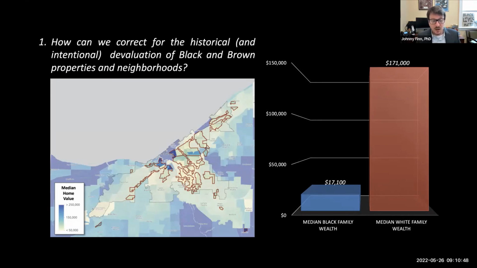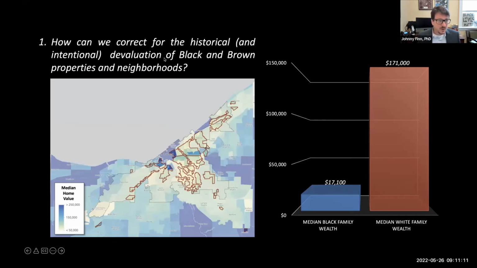And so what we see is that protective infrastructure is concentrated around predominantly white neighborhoods, and buyouts and displacements are disproportionately impacting non-white communities. How can we deal with this? How can we correct for the historical and intentional devaluation of Black and brown properties and neighborhoods in the context of this build out of infrastructure, in the context of climate change, and all the different local contexts that we all operate in?